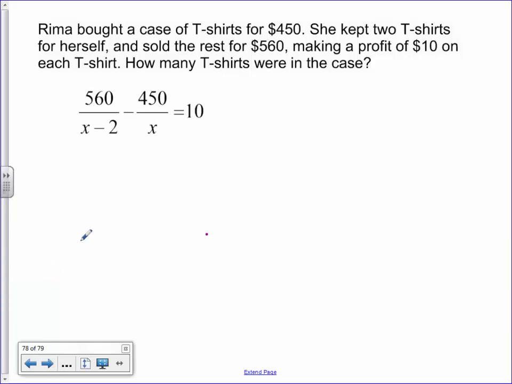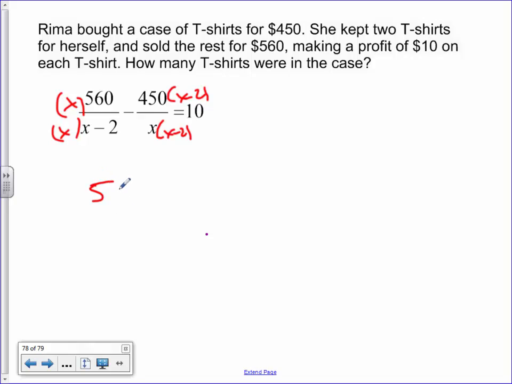Do we have common denominators? No, we do not. Put an x here and here, and an x minus 2 here and here. And then cancel them. Don't cancel them, because that just defeats the purpose.